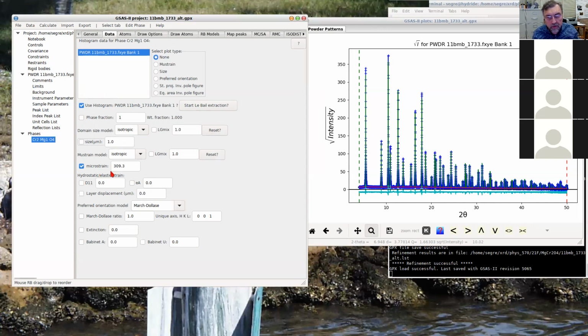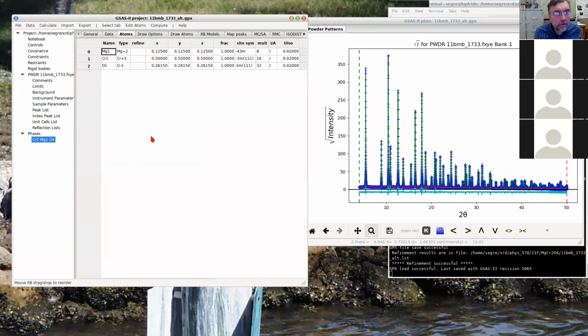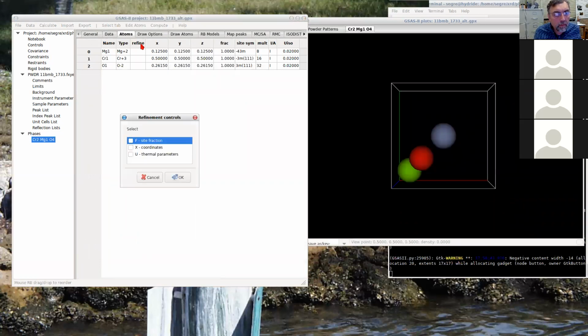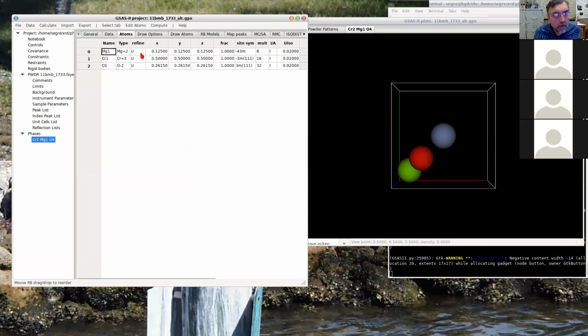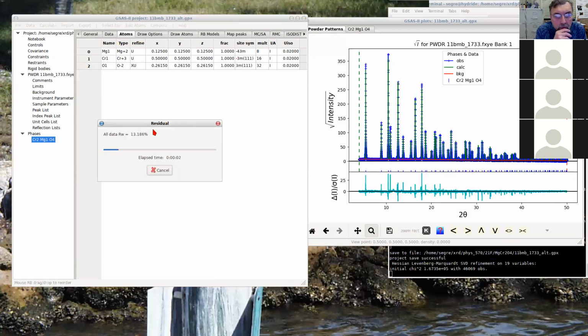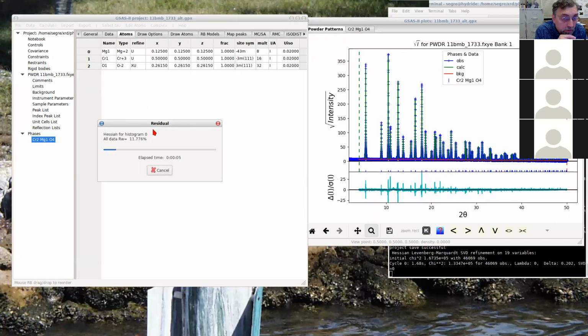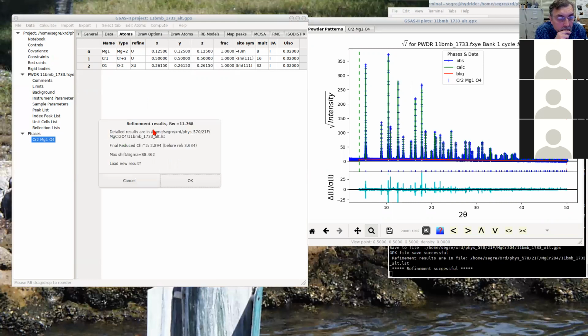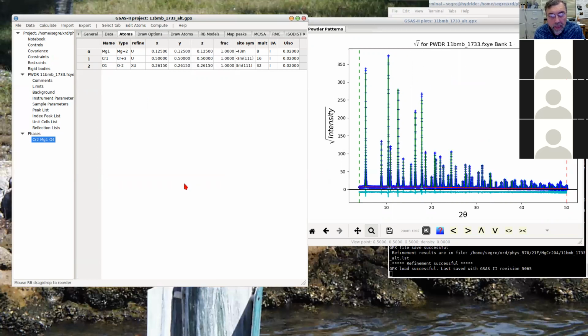So the microstrain seems to be the one thing that helps most. For the atoms, remember we had all of them are U, and then this one is XU. And this should be about as well as we can get without preferential orientation, which I don't think is important, but we can try it. So it's about 11. This is not bad. This is certainly better than we had before.